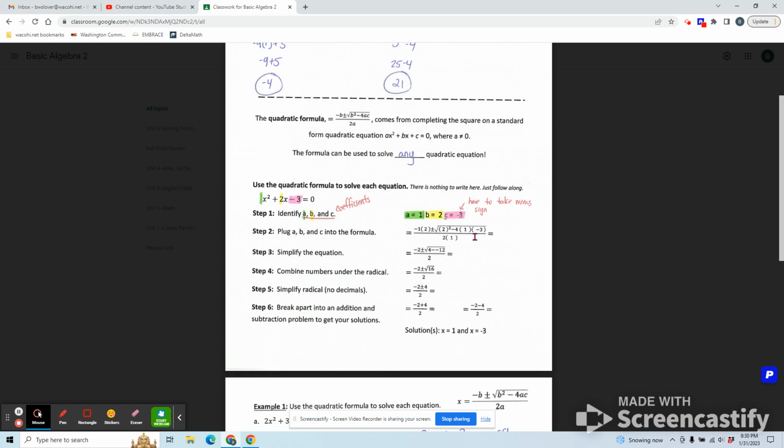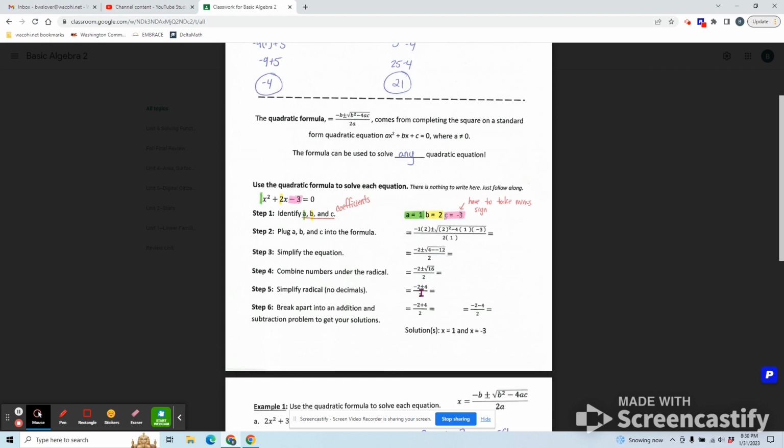4 times 1 times negative 3. Minus minus becomes a positive. So 4 plus 12 gave me 16. So that was step 4, combining what's under the radical, aka what's under the square root. And then I take the square root of 16.